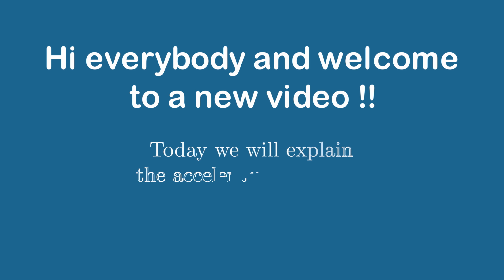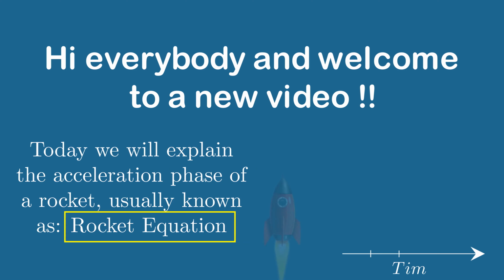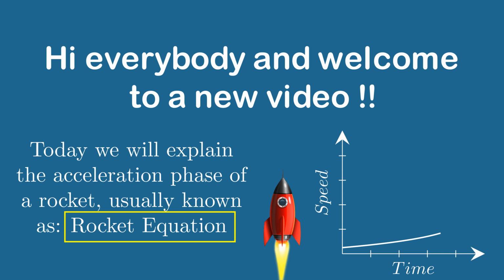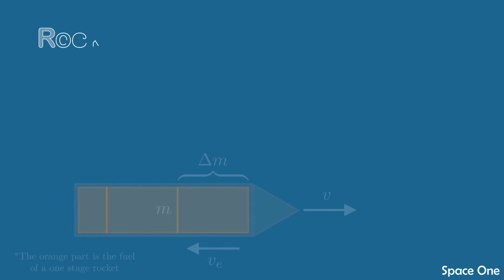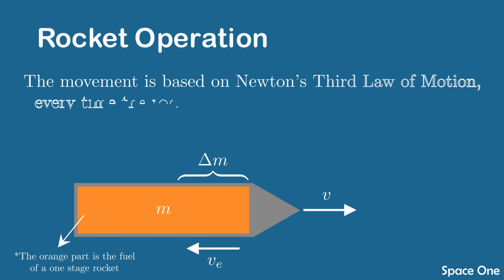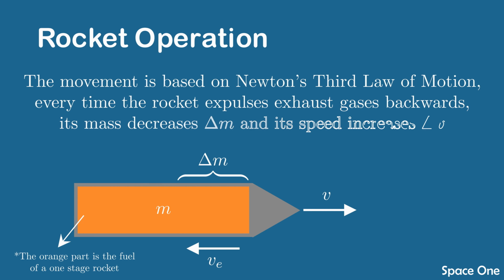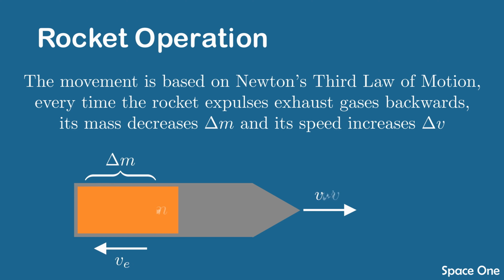Today we will explain the acceleration phase of a rocket, usually known as the rocket equation. Rocket operation. The orange part represents the fuel of a one-stage rocket. The movement is based on Newton's third law of motion. Every time the rocket expulses exhaust gases backwards, its mass decreases a certain amount of mass, and its speed increases a certain amount of speed.